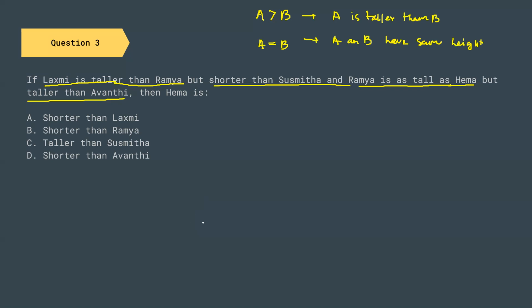So Lakshmi is taller than Ramya. This is our first information, but shorter than Shushmita. So Shushmita will come here, and Shushmita is taller than Lakshmi, and Lakshmi is taller than Ramya. Ramya is as tall as Hema. So the height of Ramya is equal to Hema.